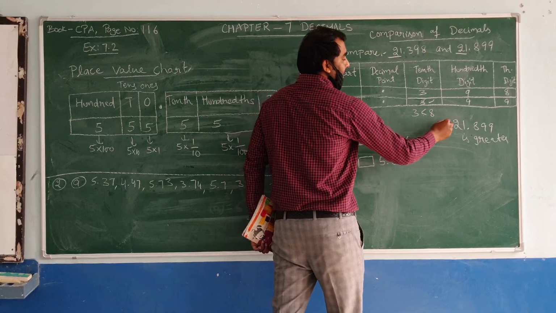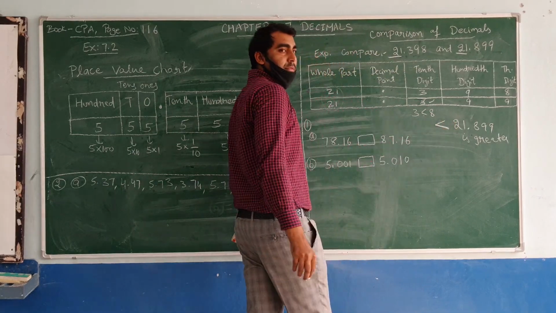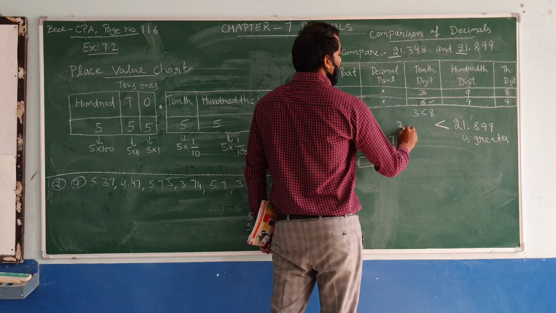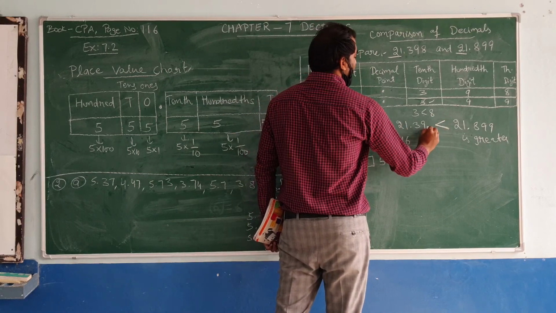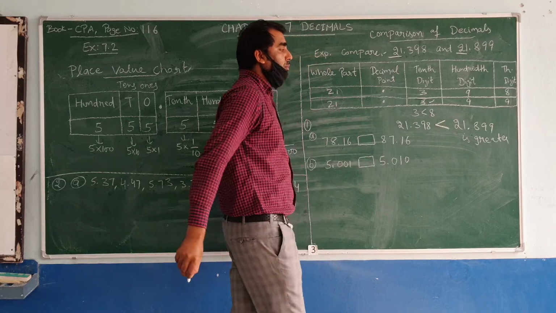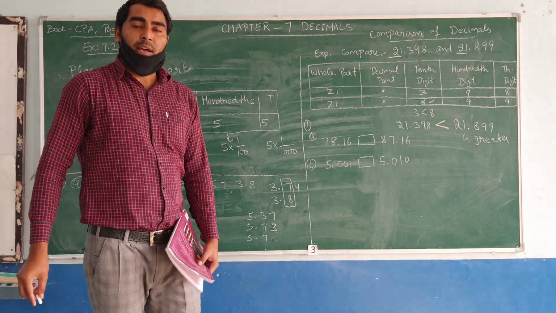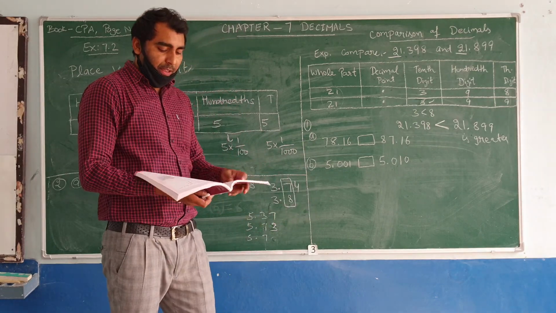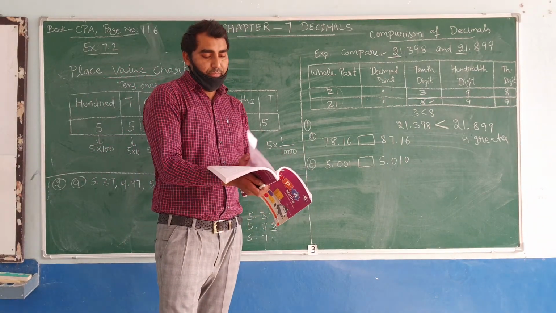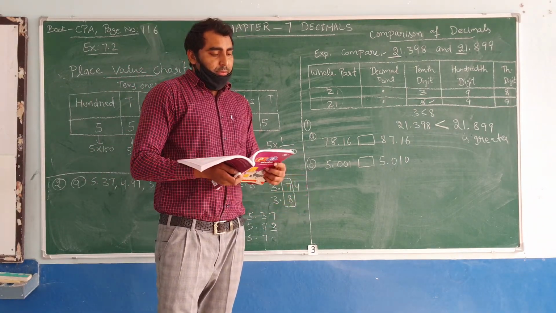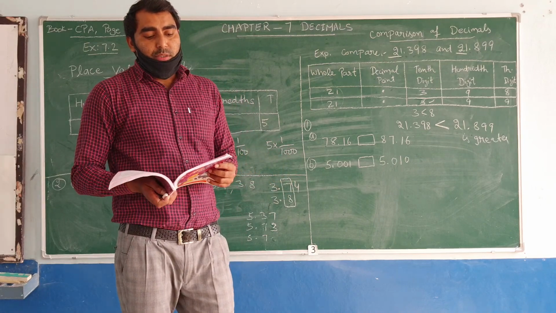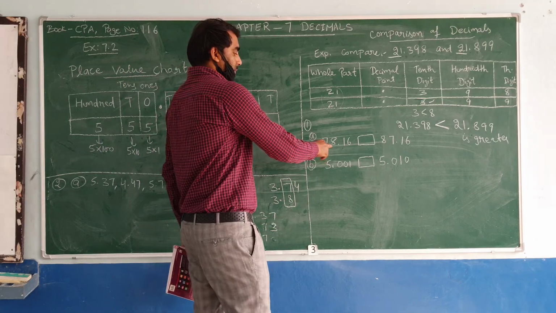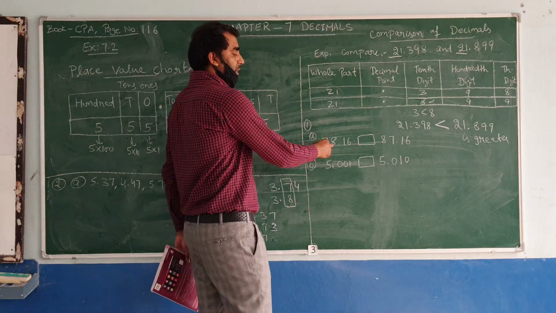Okay, this sign, the open side is here. It means 21.398 is lesser than 21.899. Okay, so come to the first part, first question, 7.2. Compare and fill the box using less than, greater than, or equal to. This is the first question.